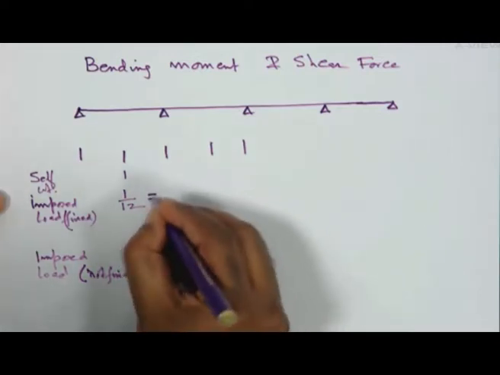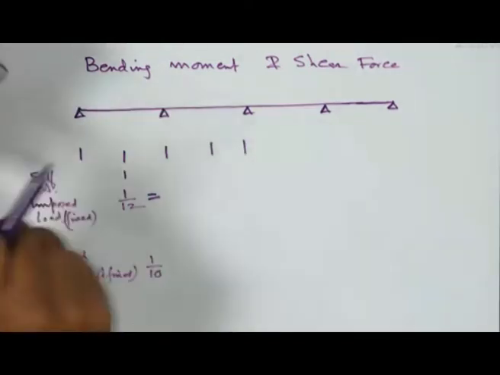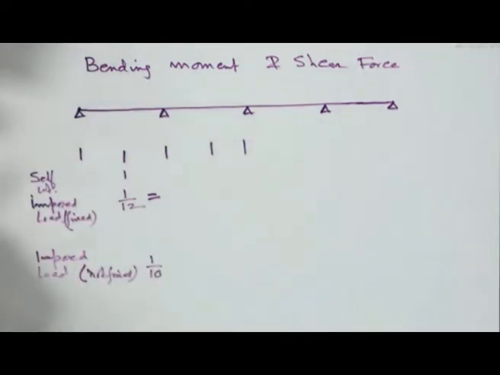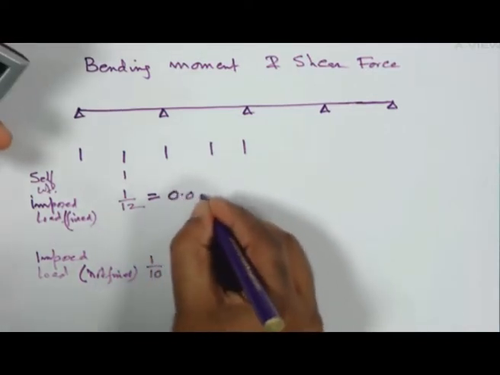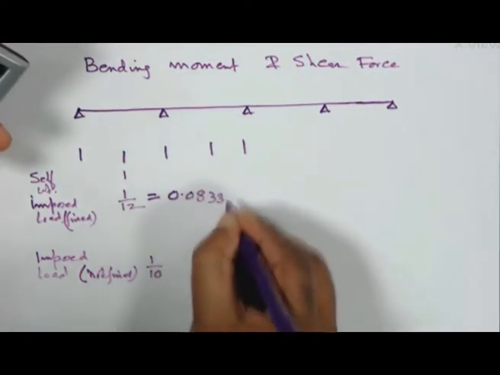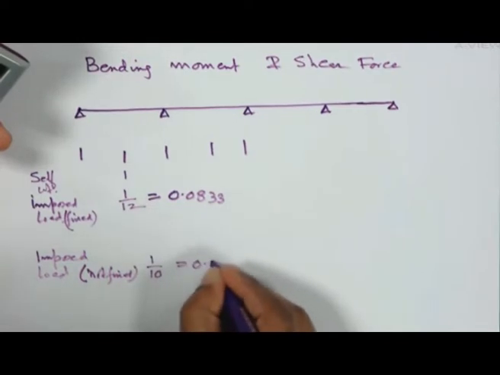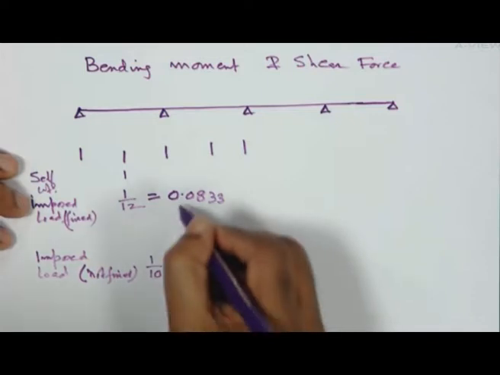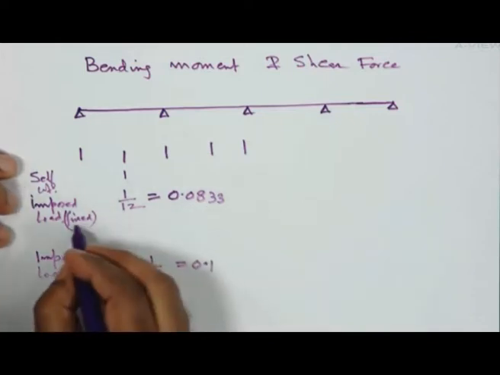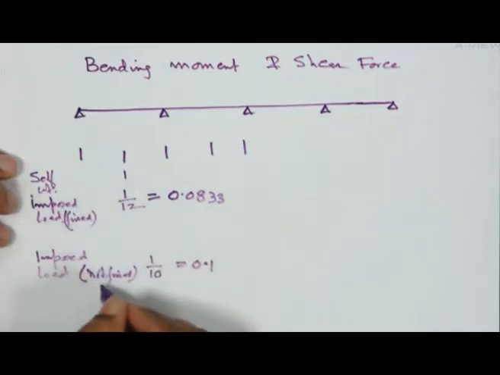That means it may be difficult for you to understand. So 1 by 12 comes as 0.0833, whereas this one has come as 0.1. So as we can see, 0.0833 is less than 0.1. Now this is fixed and this is not fixed. Superimposed load fixed and not fixed.